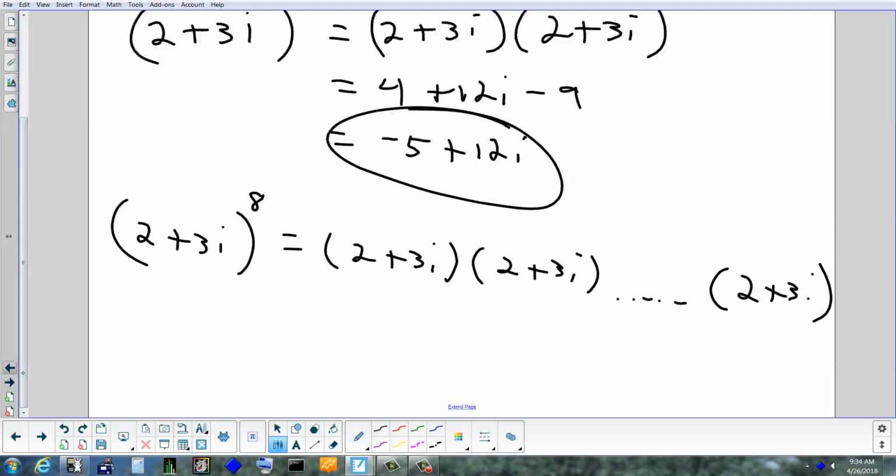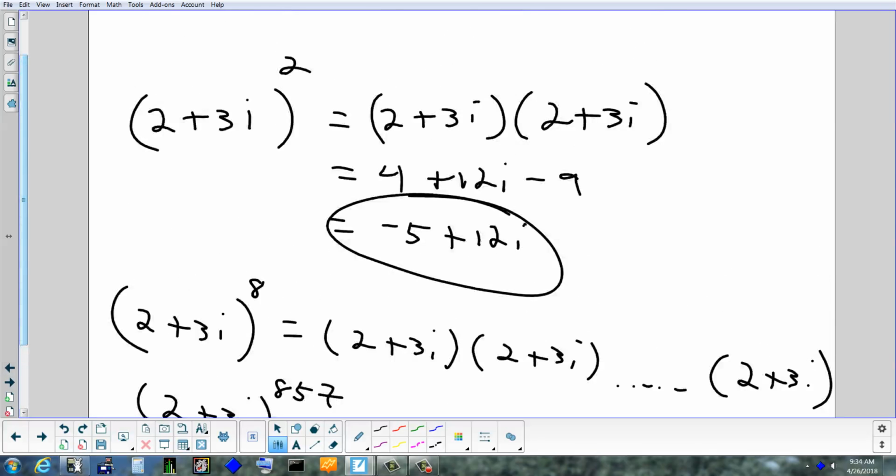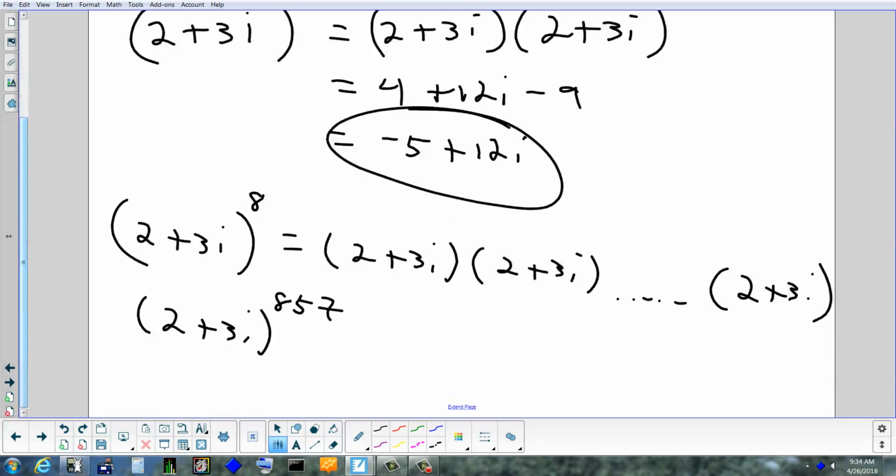Now, if you gave me something like this, now it's not even reasonable. I couldn't do that if I had all day. It's just way too many steps. So raising numbers to powers in rectangular is okay if the power is really small, maybe even up to 5 or 6. But if the power just gets ridiculously big, this is an awful way. FOIL is not a good way to do this.